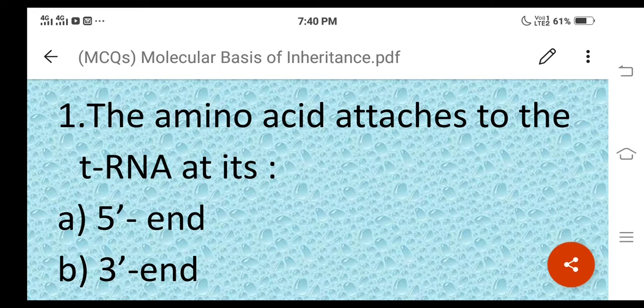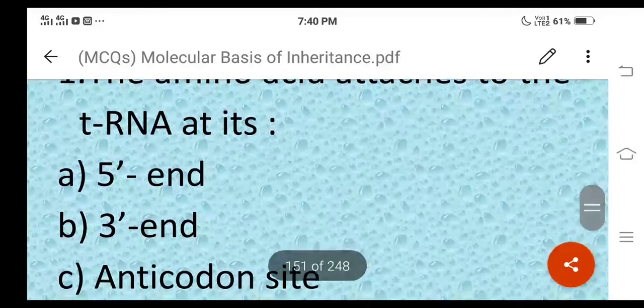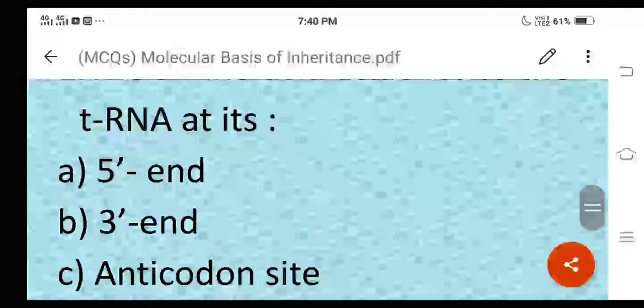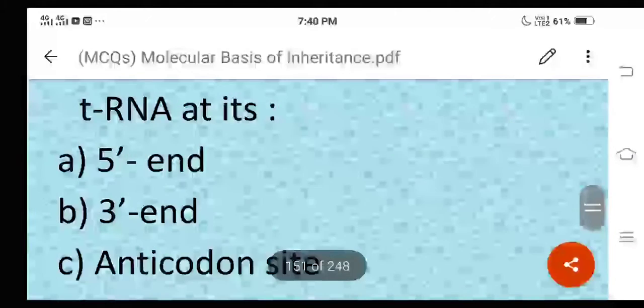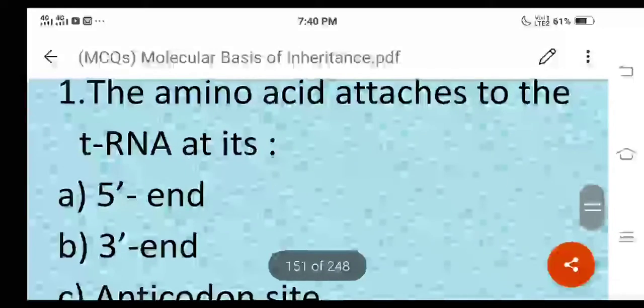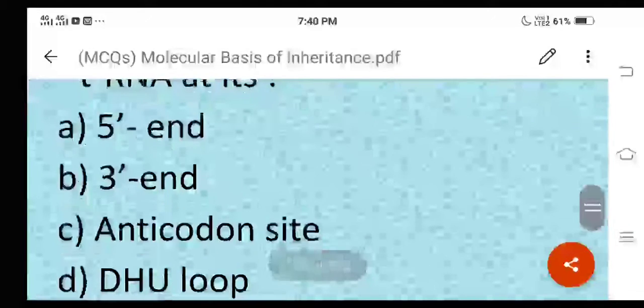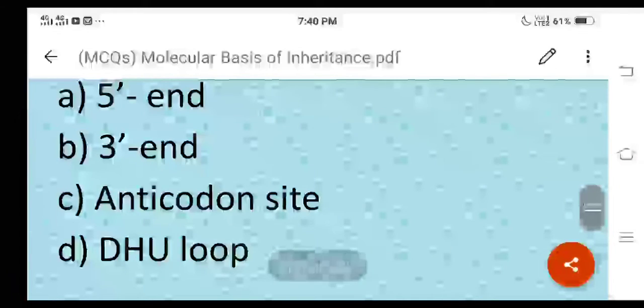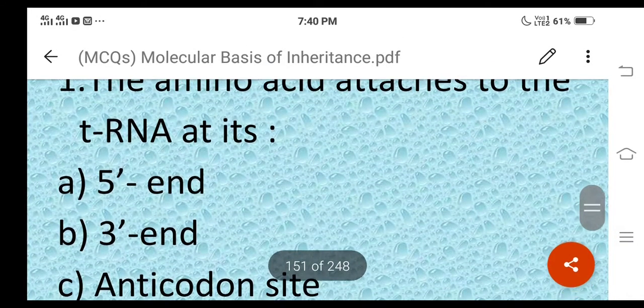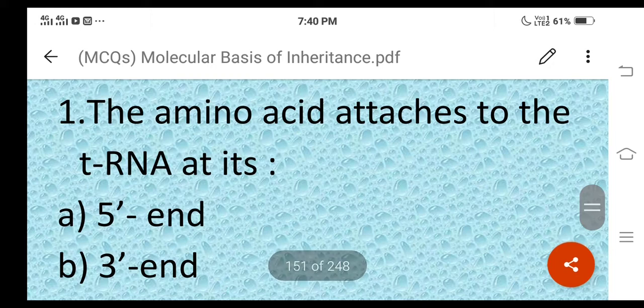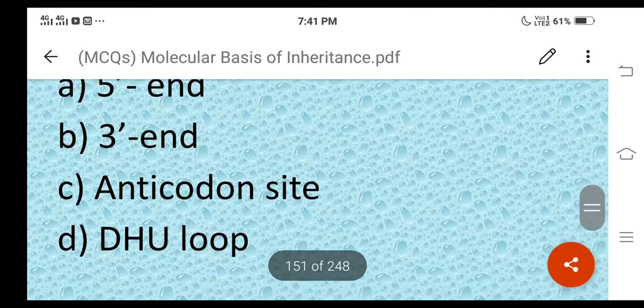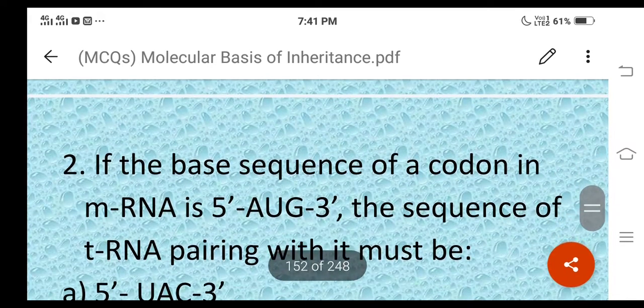Here the amino acid will bind to the tRNA molecule at its 3 prime end, not to the 5 prime end. So option B is the correct answer. Not the 5 prime end, not the anticodon site, and not the DHU loop, right? So option B is the correct answer. Let us move on to the next question.